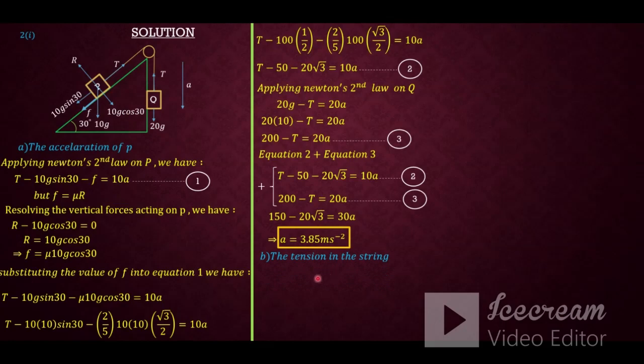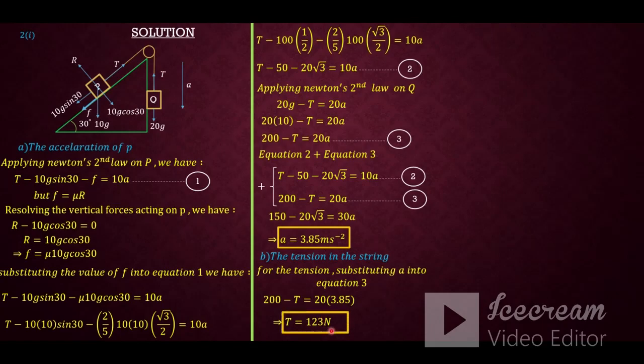The next part of the question is asking us to get the tension in the string. To get the tension in the string, what are we going to do? For the tension, we substitute A into any of the equations, equation 2 or equation 3. But let us substitute the value of A into equation 3. We get 200 minus the tension equals 20 times the acceleration. We know that the acceleration is 3.85 meters per second squared. Further simplifying, we obtain the tension to be equal to 123 newtons, which is the tension in the string.